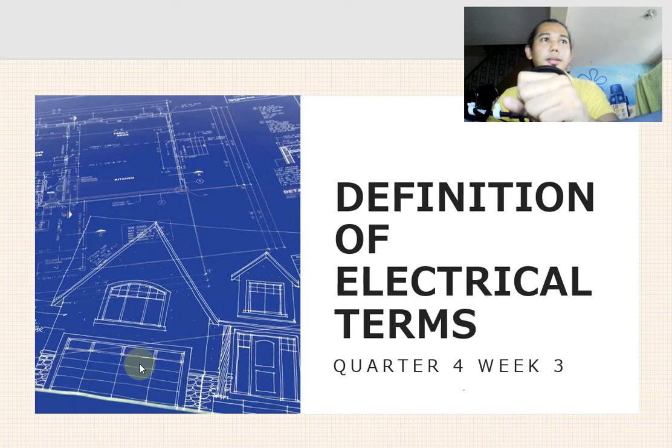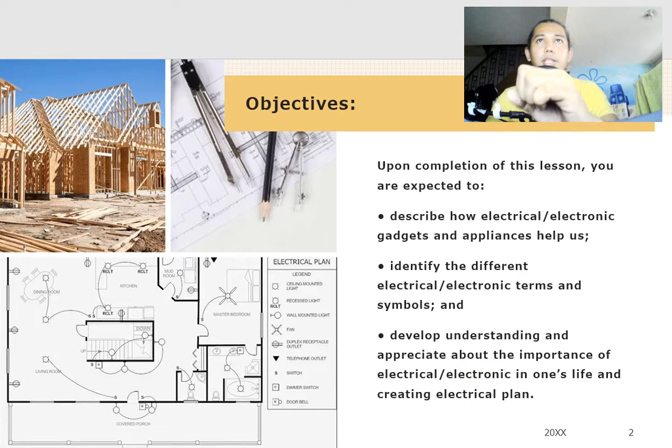So let's begin. Our objectives for today: upon completion of this lesson, you are expected to describe how electronic gadgets and appliances are applied, identify the different electrical and electronic terms and symbols, and develop understanding and appreciation of the importance of electrical and electronic in one's lives, and create an electrical plan.